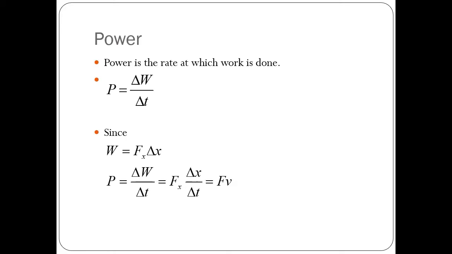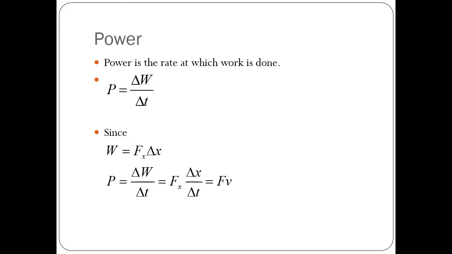So power is just equal to the change in the amount of work that's done. Delta W here means the amount of work that's done from one initial state to the final state, divided by the time.